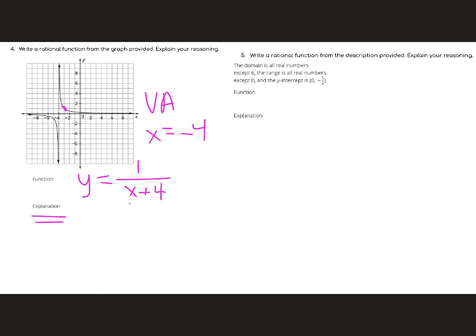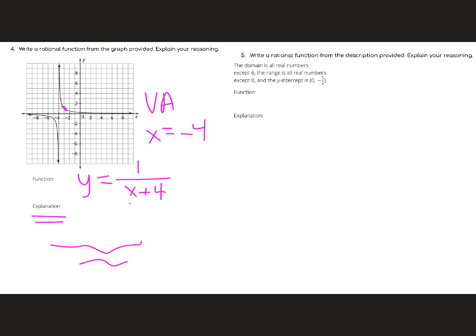So my explanation is going to be, since I have a vertical asymptote at x equals -4, that means the denominator has to be 0 there, so x plus 4 is the factor associated with that. I then chose the point -3, 1, and if I plug in -3 for x and 1 for y, I get a true statement, so my function works. That is what my explanation would be. Again, you need to write that stuff down. You can put it in sticky notes, however you wish to write it.